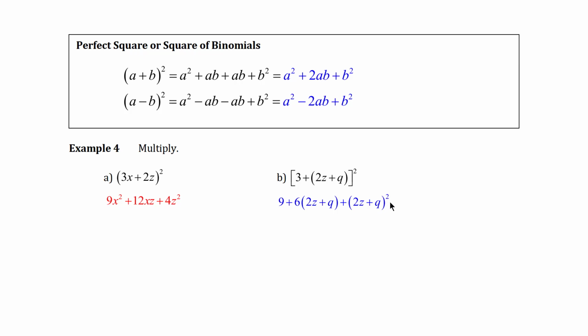First, I'm going to bring down the 9, and then do the distribution with the 6 and the 2z plus q. When we do the distribution, we get 12z plus 6q. And at the very end, we have the square of 2z plus q. We apply the perfect square formula. When we square 2z, we get 4z squared. When we square q, we get q squared. Next, we multiply the 2z and the q to get 2qz, and then double it. So that would be 4qz. The final answer is 9 plus 12z plus 6q plus 4z squared plus 4qz plus q squared.